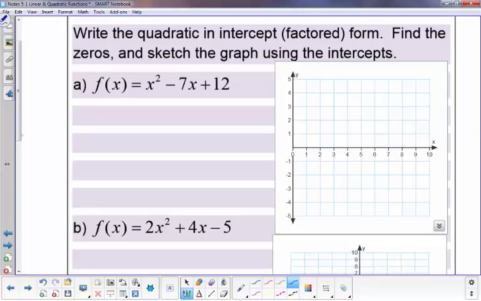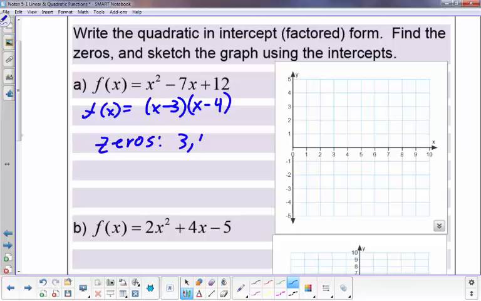So we've got to factor it. f of x equals, factor it: values that multiply to be 12 and add up to negative 7 are x minus 3 and x minus 4. So if we find my zeros, we know they're at 3 and 4. If we plot them on the graph, 3 and 4, we know the parabola is going up, so something like that. That's the rough sketch at this point.